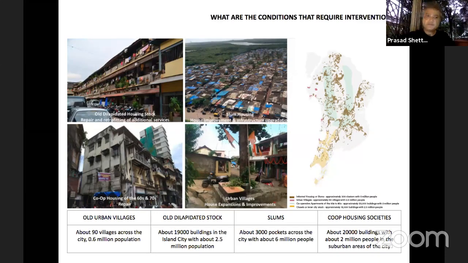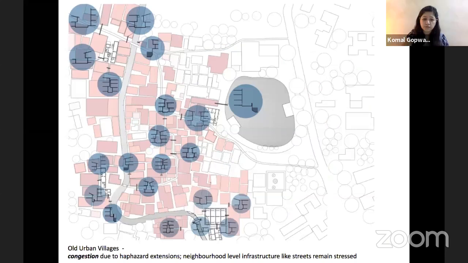Yeah, thanks, Prasad. So with the close reading of the context, we identified in the first year the stresses in all these contexts. This is a plan of the Ekar village, which was one of the urban villages we studied, where there is congestion due to haphazard growth, as families grow, the ground floor structures become ground plus one, ground plus two story structures. This stresses the infrastructure as well as creates problems of light, ventilation, etc.